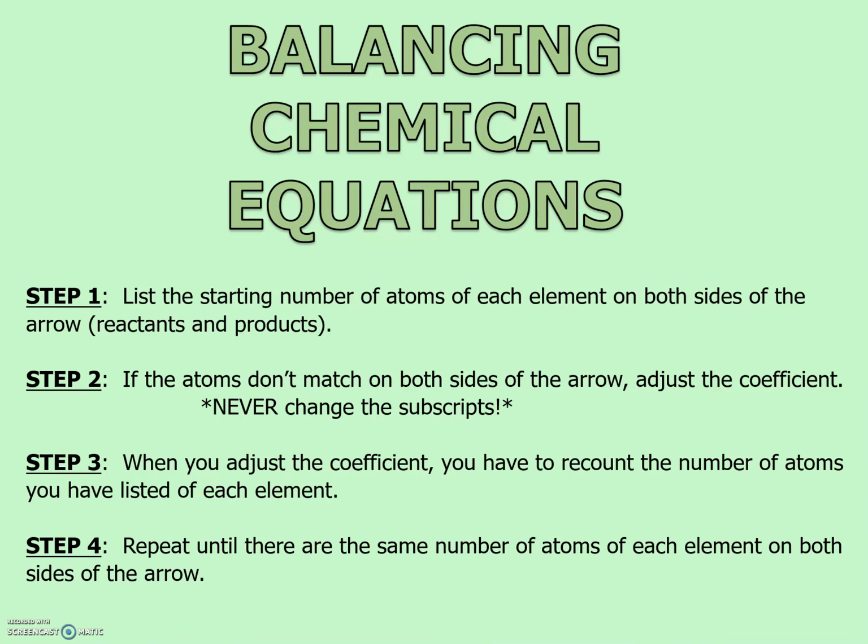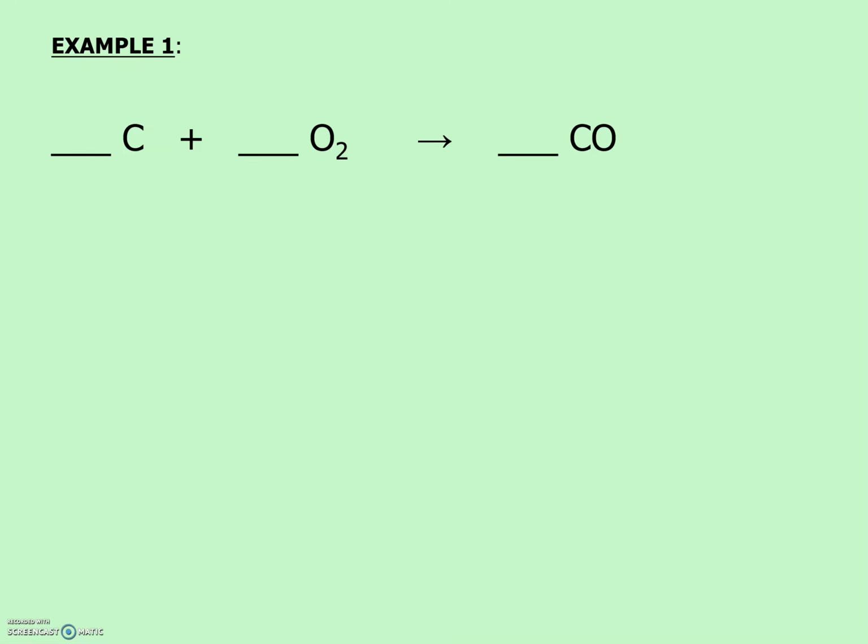If the number of atoms don't match on both sides of the arrow, you're going to change the coefficient, which is that big number that goes before the chemical formula. You're never going to change the subscripts, so you won't see me do that in any of the examples here. Once you adjust the coefficient, that's going to affect the number of atoms on each side of the arrow, so you then have to adjust those. And then you keep repeating that until everything is balanced. Now this will make a little bit more sense with some examples, so let's move on to that.